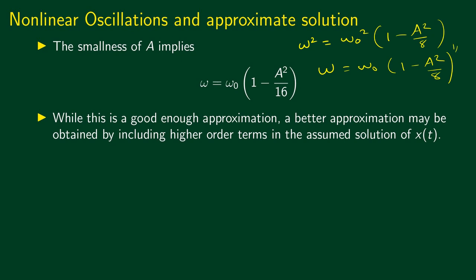Omega is equal to omega 0 times the square root of 1 minus a squared divided by 8, raised to one by two. Now assuming again that this is small, we don't take terms higher than a squared, we can make a binomial expansion. This becomes omega 0 times 1 minus a squared divided by 16, and then the higher order terms. Because of the smallness of a, we can write omega is equal to omega 0 into 1 minus a squared divided by 16. Now this is a good approximation. It's fine in some situations; if the amplitude is not too high, this solution is fine.